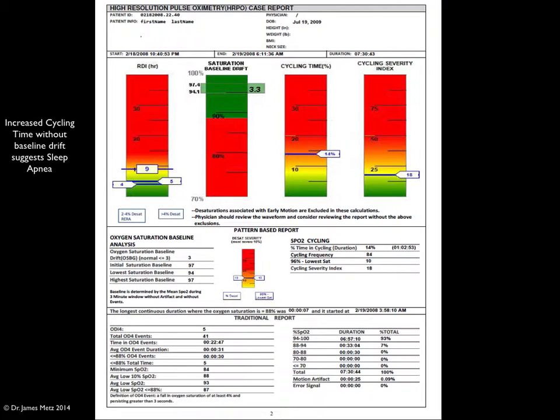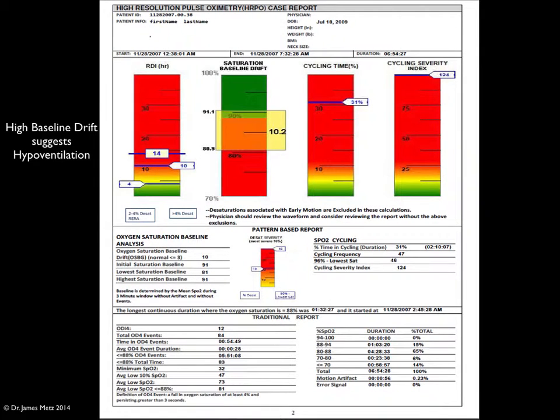This is pretty indicative of sleep apnea. They're obstructive. They're in the mild to moderate range, and they'll do pretty well. Now, when you get high baseline drift, this is more indicative of hypoventilation. This is when they're dropping down like that. They're either at altitude, they've had quite a bit to drink, or they're sleeping on their stomach, or they're really obese, and you'll get this baseline drift. So then you need to figure that out. But again, this is where you need to work with a sleep physician.